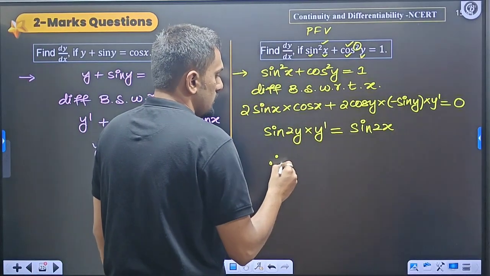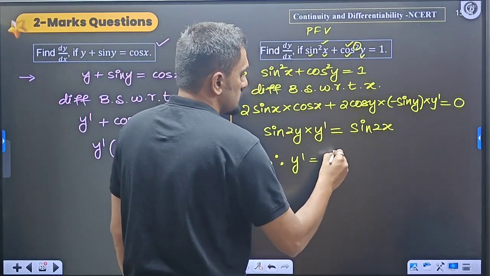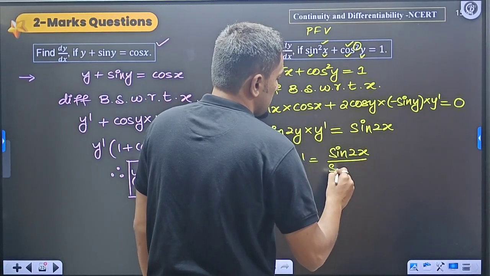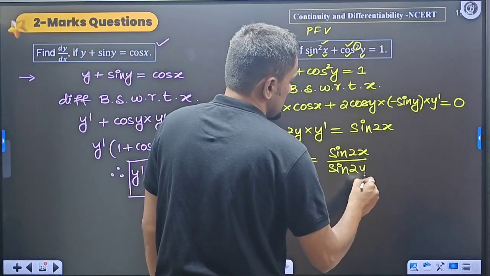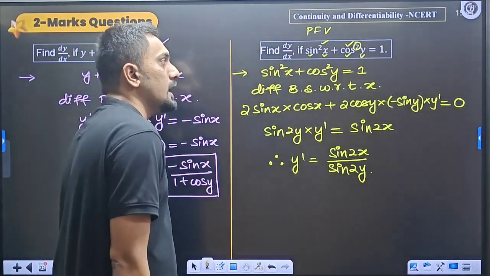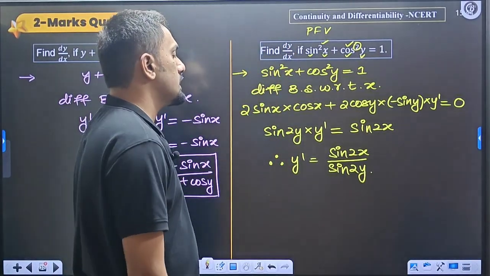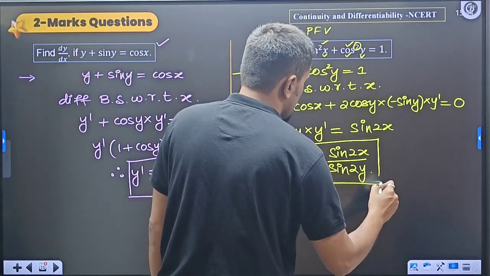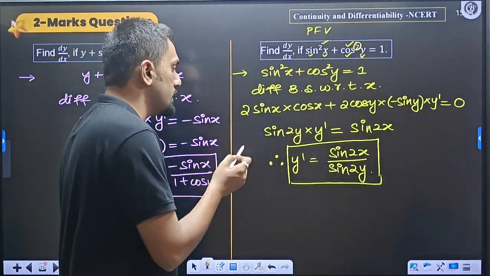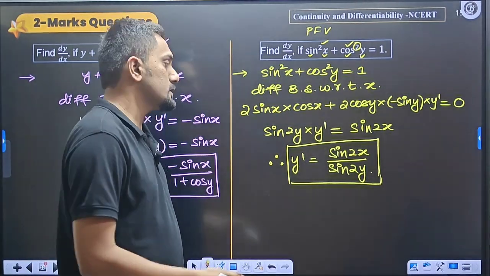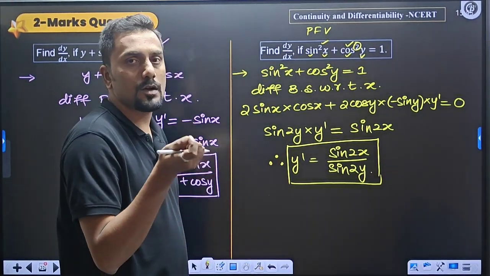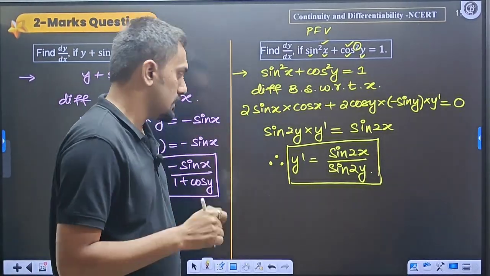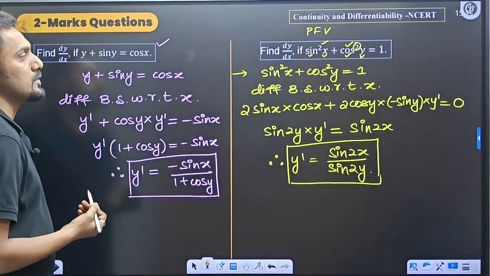So therefore y dash becomes equal to sin 2x divided by sin 2y, and that is the derivative of the given function with respect to x. Instead of writing dy by dx, you can use y dash also, which saves a certain amount of time. Mathematics is nothing but saving the time. Pause the video and note down the answer.